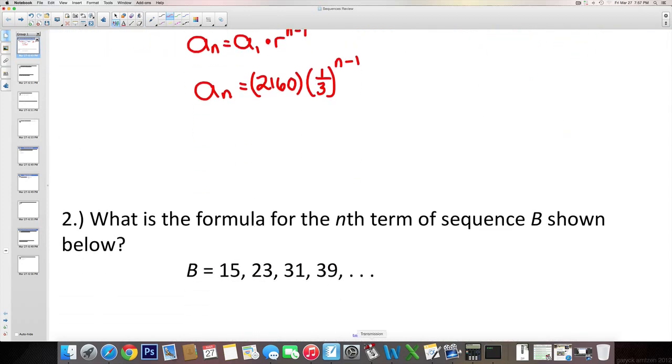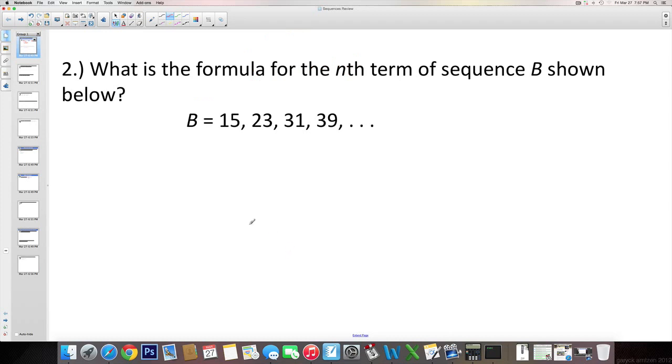All right, let's look at this next one. So it's a similar type question. It's asking us again for the formula for the nth term of the sequence B shown below. So once again, we want to figure out what type of sequence this is. And if you take a look at it, it's looking like an arithmetic sequence. So arithmetic sequence would be a sub n equals a sub 1 plus the common difference times n minus 1.